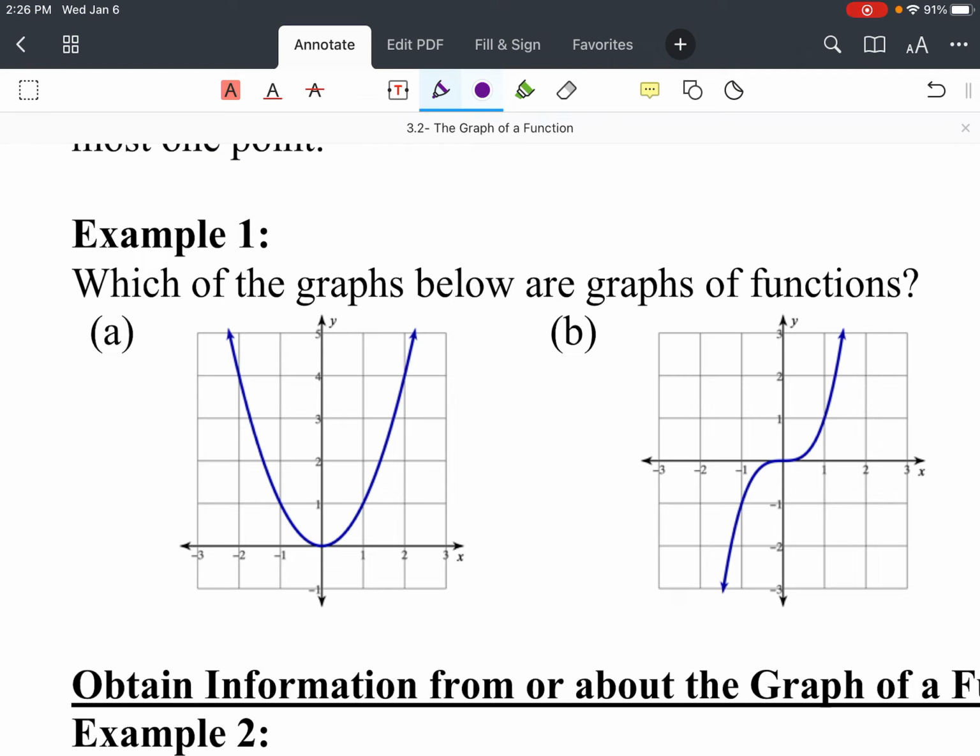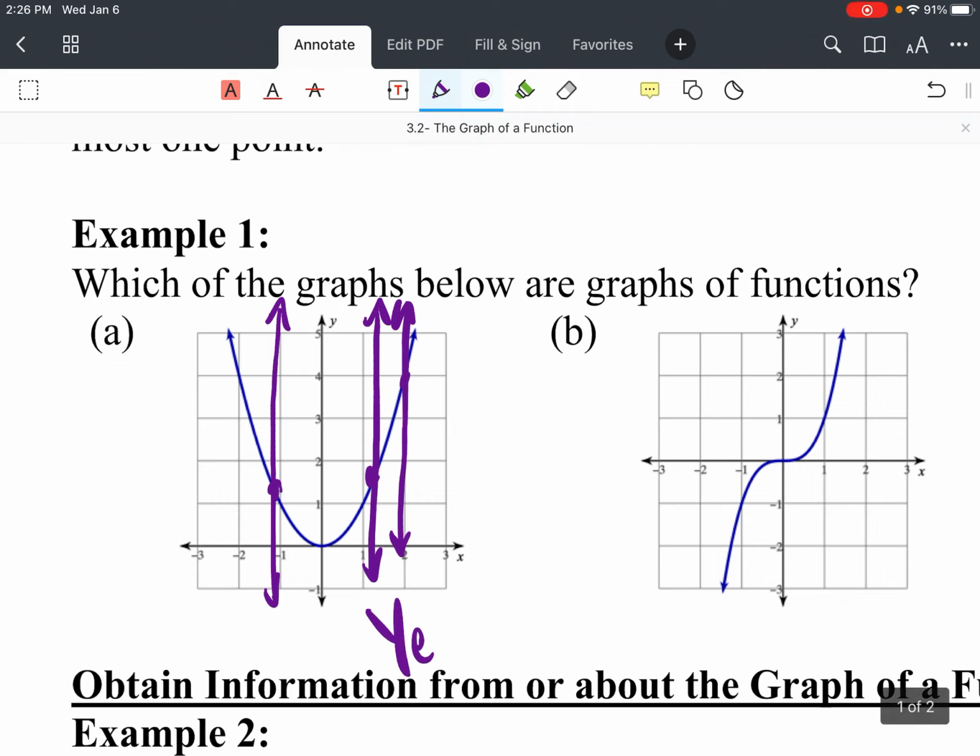It asks which of these are functions. Okay, so I'm going to take a look at part A. Okay, we actually have a parabola here. So if I were to draw a vertical line anywhere on this graph, notice that these vertical lines will only ever intersect our graph exactly one time. So this would be an example of a function. So my answer would be yes, it is a function.